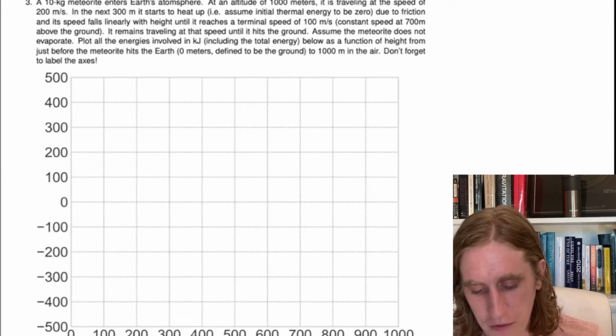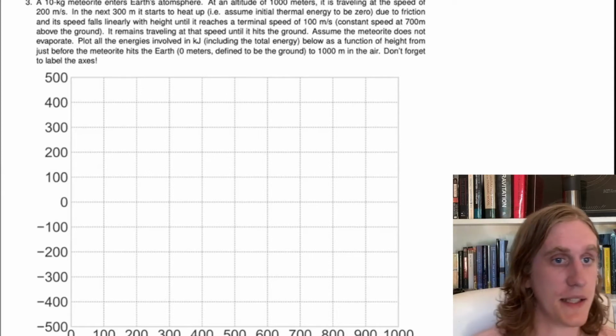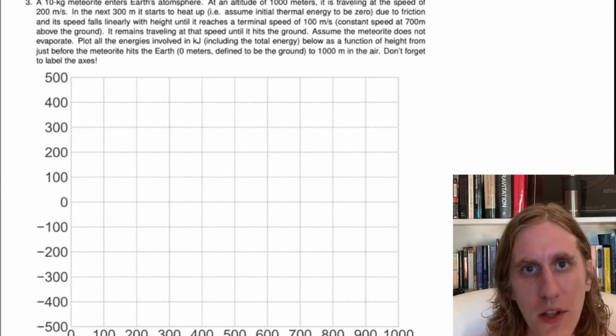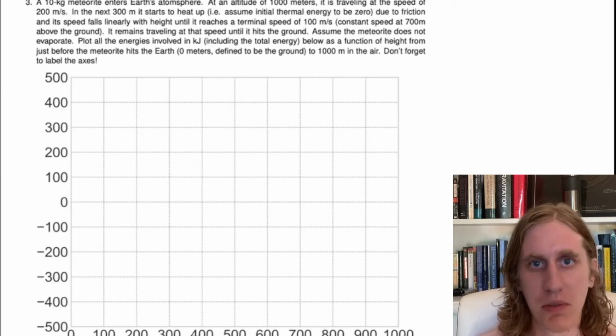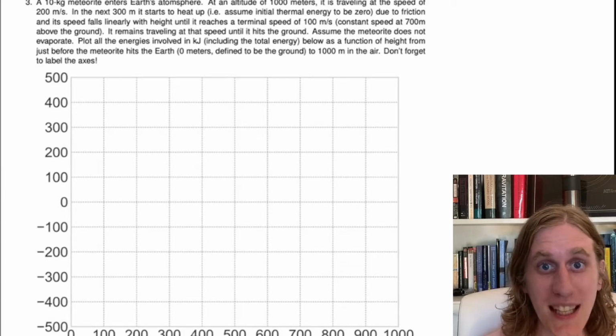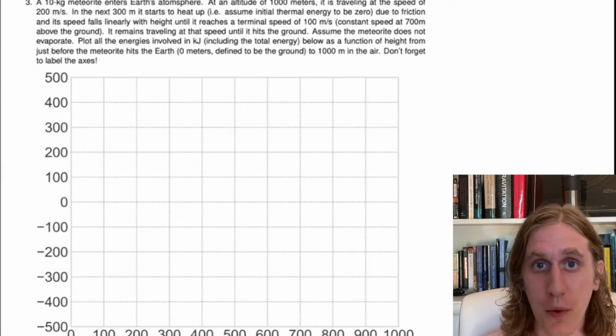Plot all the energies involved in kilojoules, including the total energy below as a function of height from just before the meteorite hits the Earth to 1,000 meters in the air. Don't forget to label the axes. So let's do that. Now, the first step whenever you're trying to graph a problem is to try to figure out a place where you actually know what the energies are equal to. Doing this will allow you to place points on the graph that you can eventually connect together with lines.